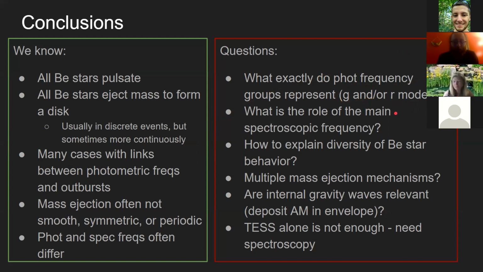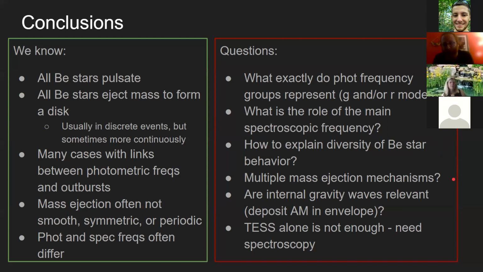Many BE stars have one single primary spectroscopic frequency and many photometric frequencies. And which of those two are important for mass ejection? Then there's a big question about how to explain the diversity of BE star behavior. You can have BE stars that have essentially the same exact frequency spectrum seen by TESS or other space photometers, but they have totally different mass ejection behavior or history or building up of a disk.